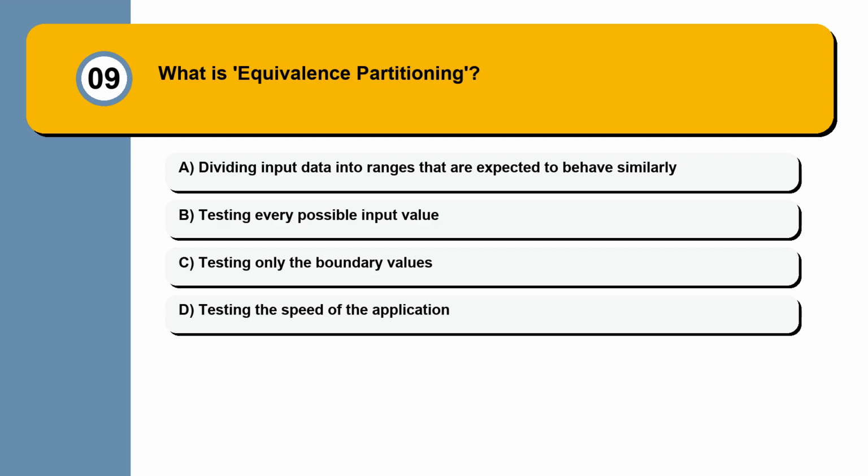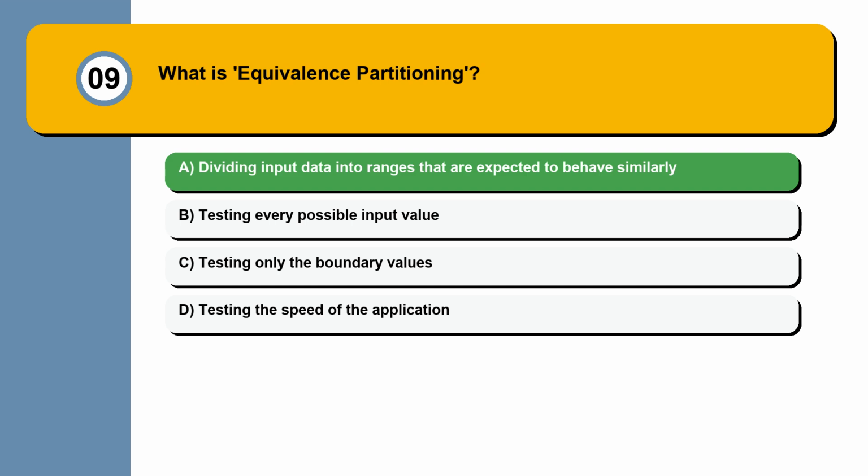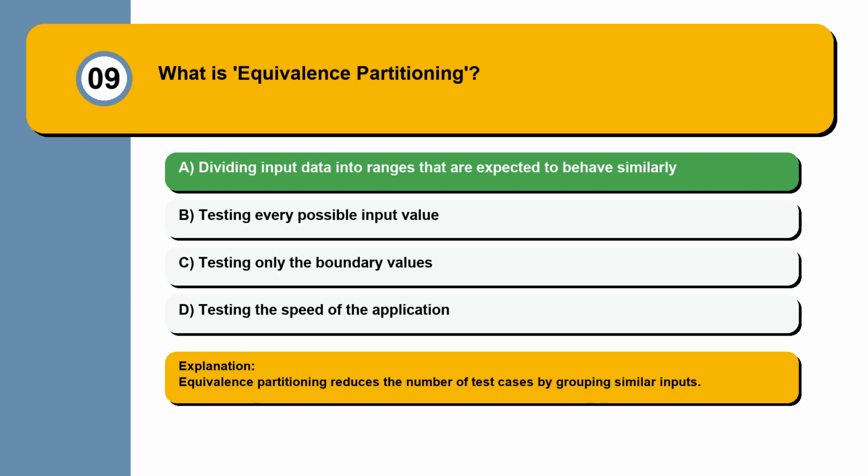Question 9. What is equivalence partitioning? Dividing input data into ranges that are expected to behave similarly. Testing every possible input value. Testing only the boundary values. Testing the speed of the application. Equivalence partitioning reduces the number of test cases by grouping similar inputs.